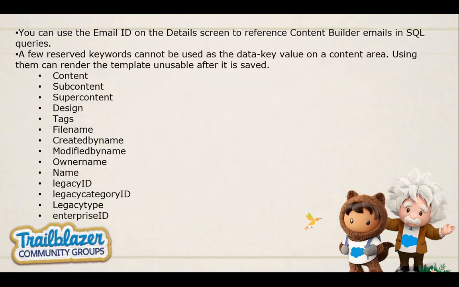So we have something called reserved keywords, which you cannot use inside content, such as content, sub content, super content, design, tags. All these are reserved keywords which are utilized by Marketing Cloud at a product level. So you cannot use this kind of keywords in the content, and make sure that you do not use them. Otherwise it might create some problems inside the content that you're trying to build.